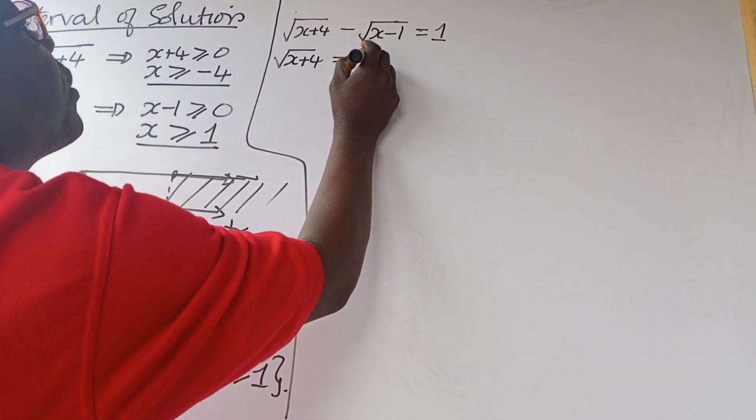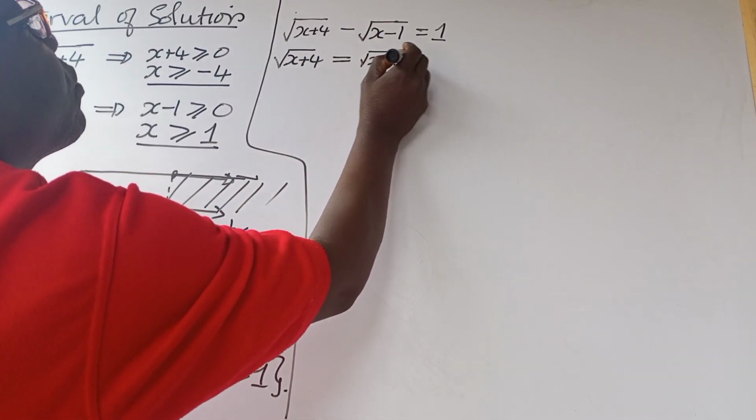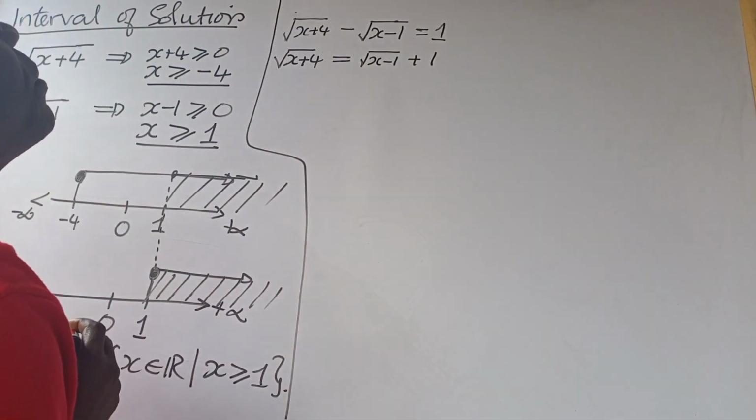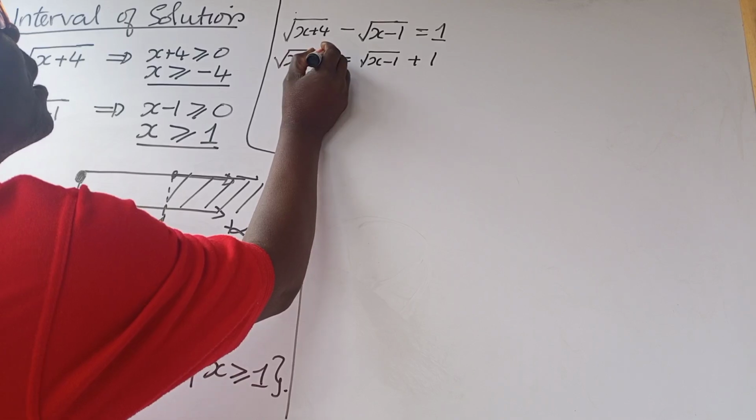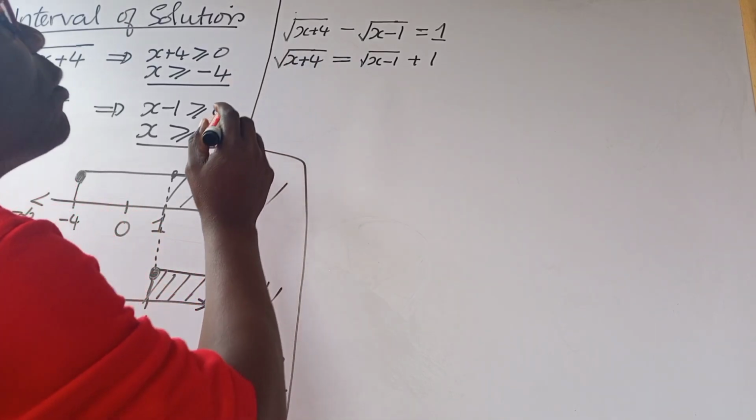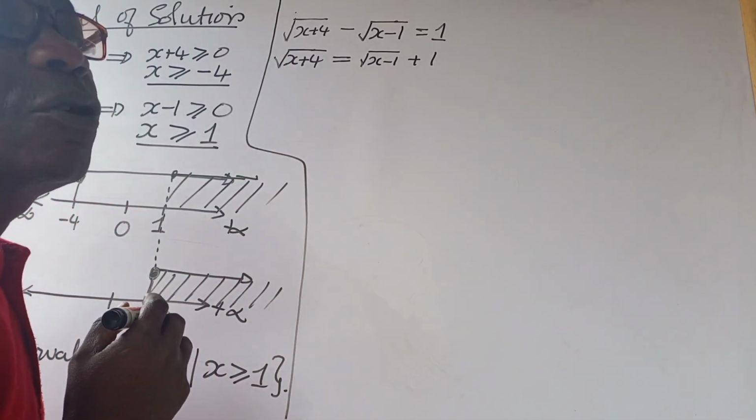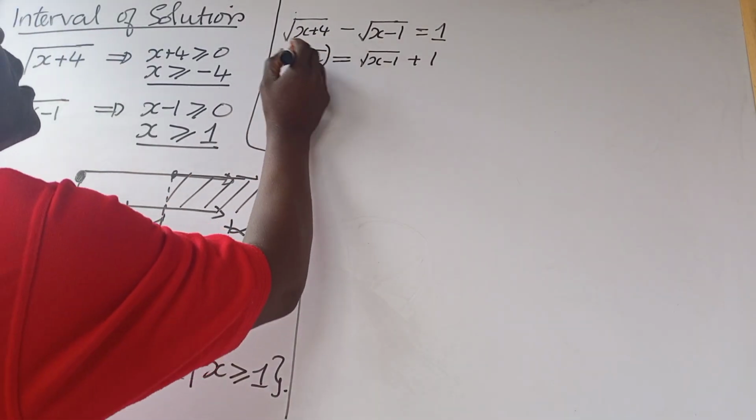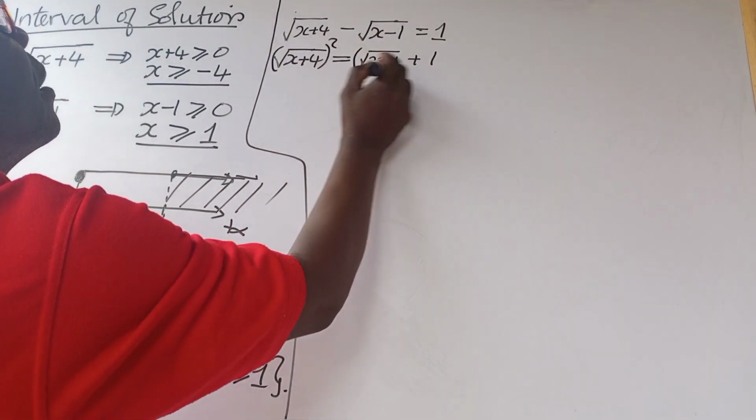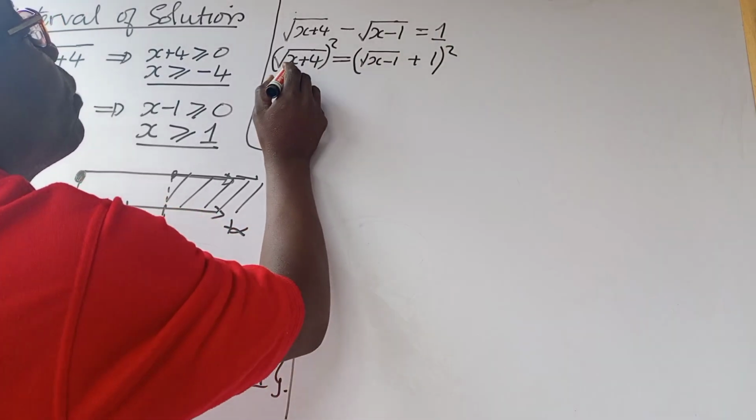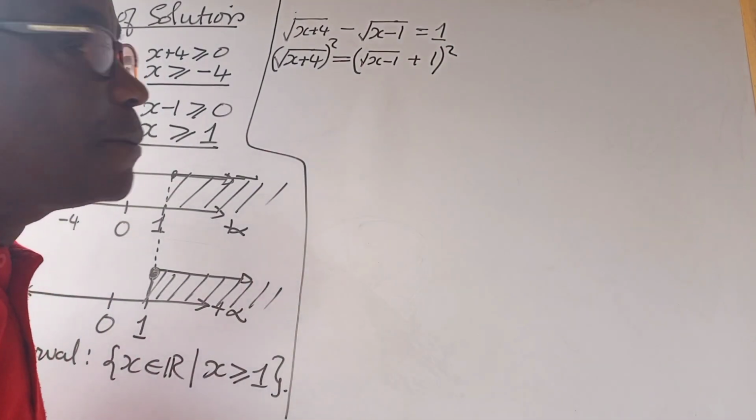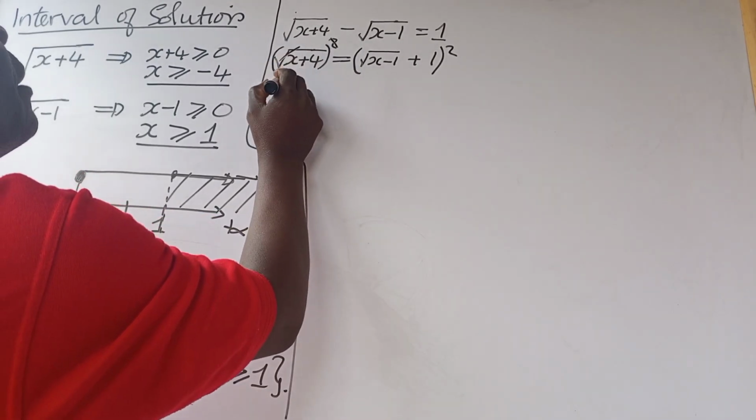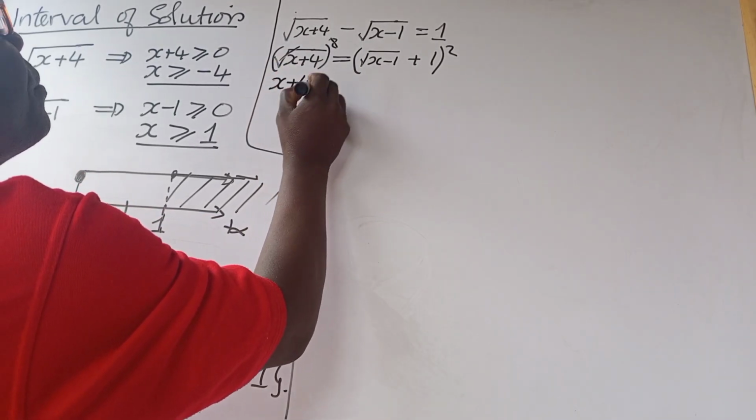So we're going to have positive root x minus 1 plus 1. All right. So the next thing, we remove this radical sign here, this square root sign, by doing the opposite operation of square root. The opposite operation of square root is square. So we square both sides. We square here and we square there. Whatever we do to one side, we must always do to the other side. This square cancels the square root and we have x plus 4.